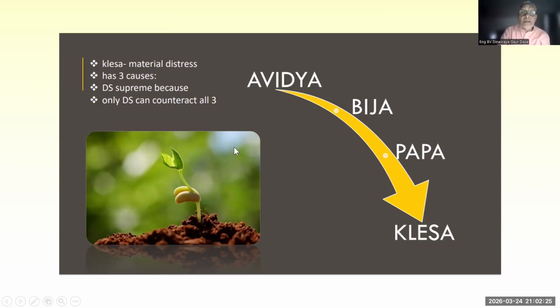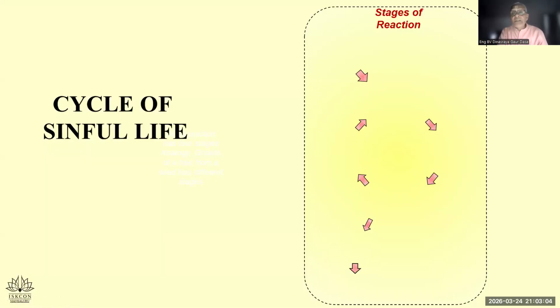It is also compared to a small seed. When a seed gets a proper environment in the soil and is properly looked after, it germinates, and after germinating, it sprouts. On sprouting, it has leaves, stems, flowers, and then ultimately the fruit. This is how avidya, ignorance, leads to our desire to satisfy our own senses, the desire leads to sinful activities, and the sinful activities ultimately lead to different kinds of miseries. So this is the cycle of sinful life, mentioned beautifully here.